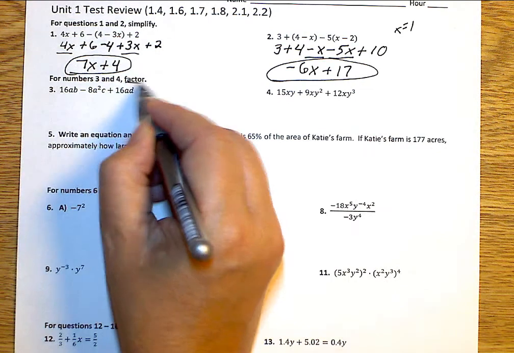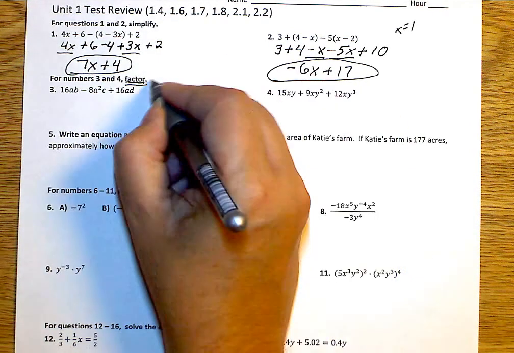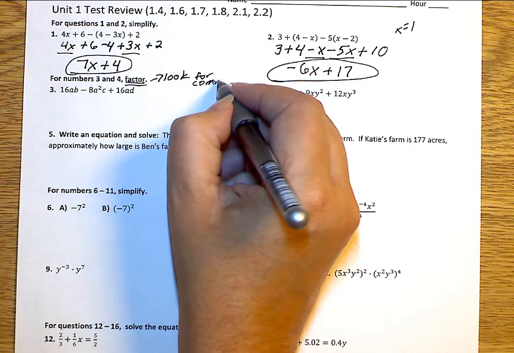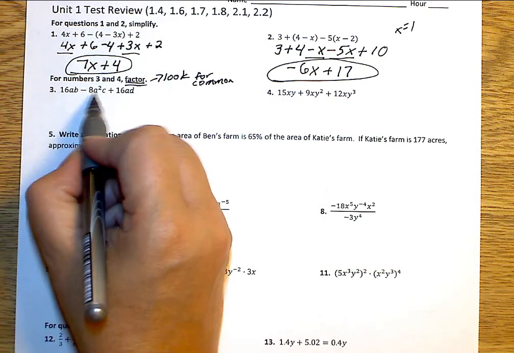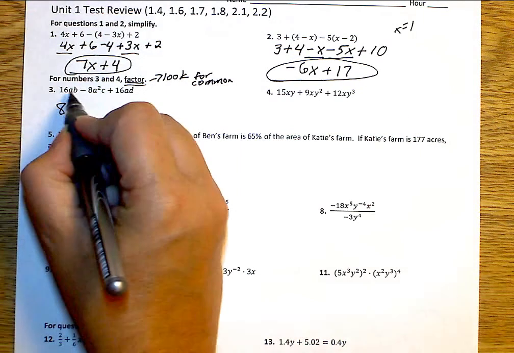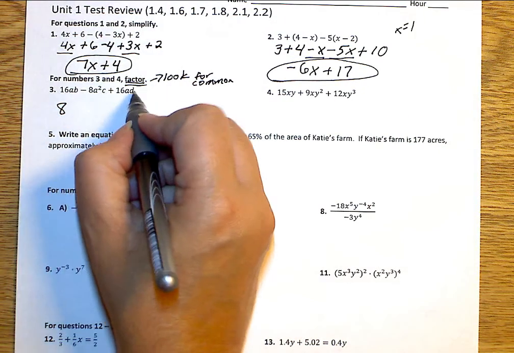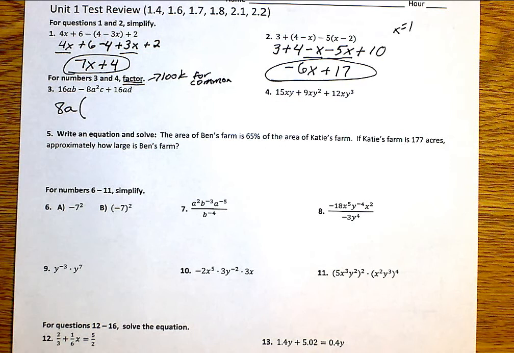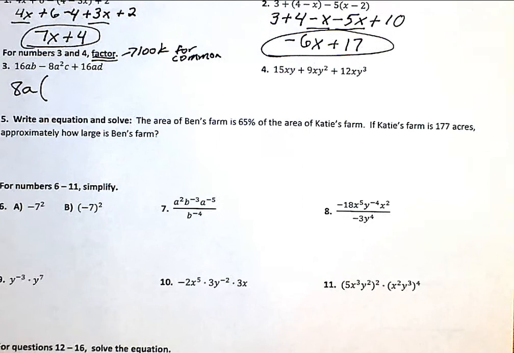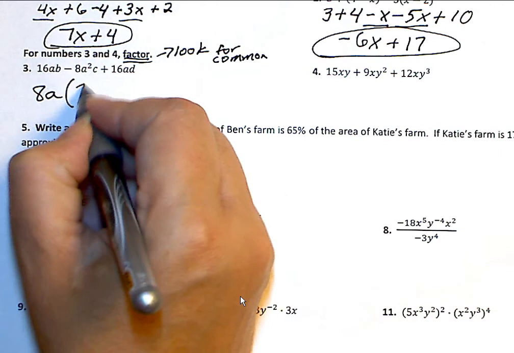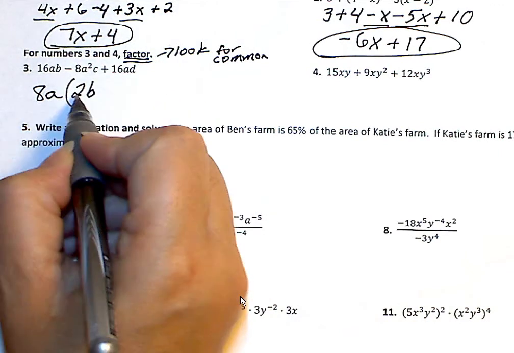Factor. Remember, whenever you see factor, you always want to look for what's in common. So what does 16, negative 8, and 16 have in common? 8. Then we have AB, A squared C, AD, so we can pull out another A. Very good. So then you have to ask yourself, what do I have left? So 8A times what gives me 16AB? 2B. So you always want to make sure you can always get back to this right there.